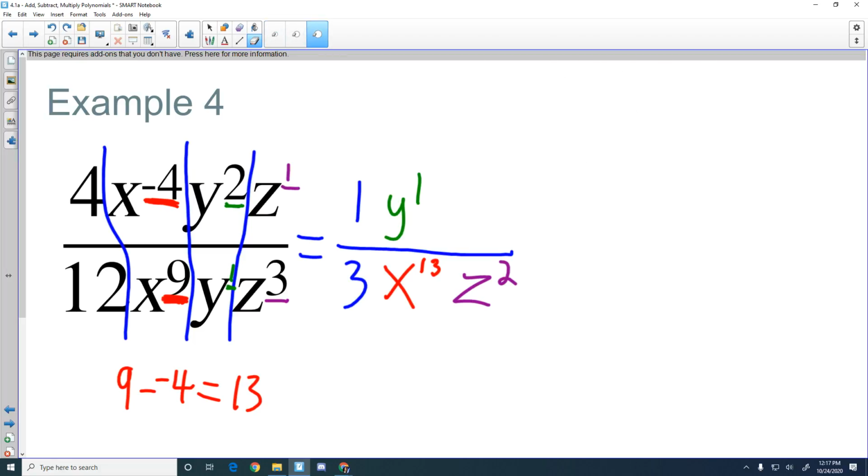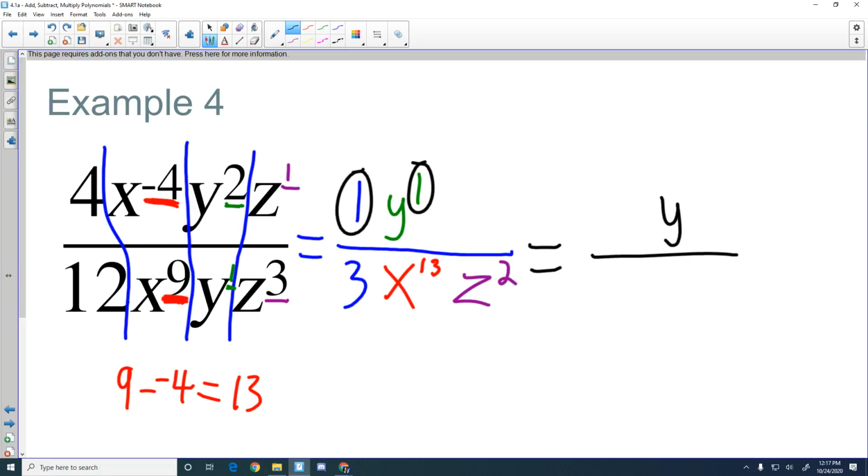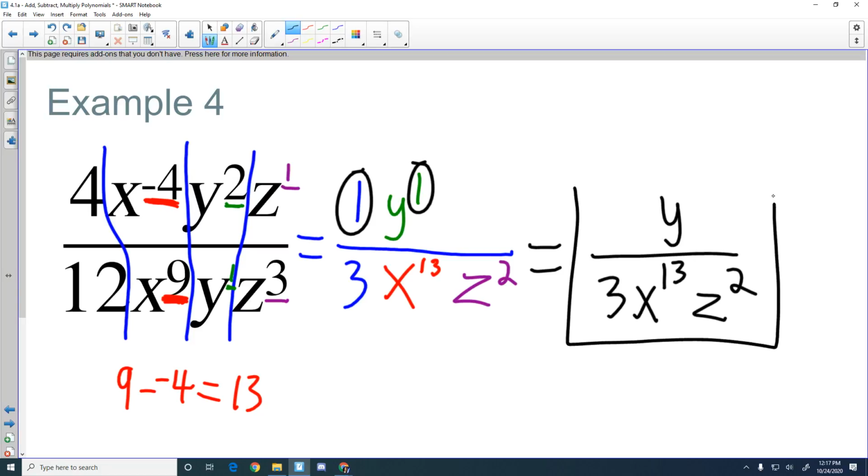Okay, so we've gone through each and every grouping. Final step is just to simplify everything. For example, in the numerator, I don't need to write this 1 of a coefficient or this 1 for an exponent, so I'm just going to write y over 3x to the 13th z squared. And that's your final simplified answer.